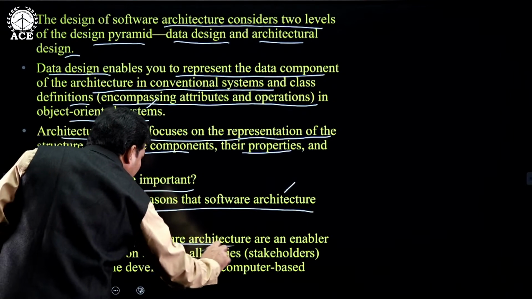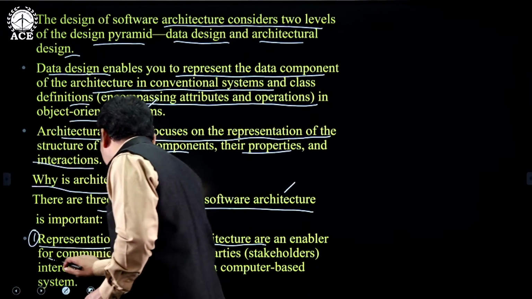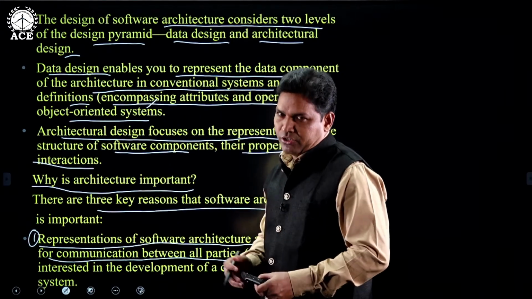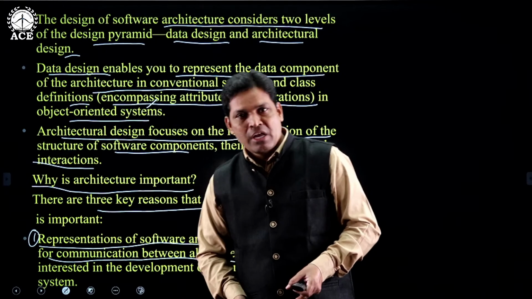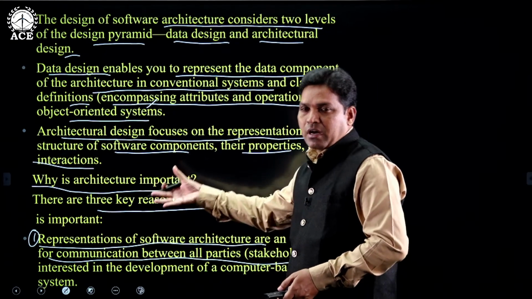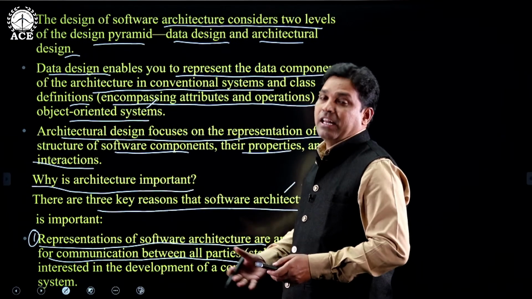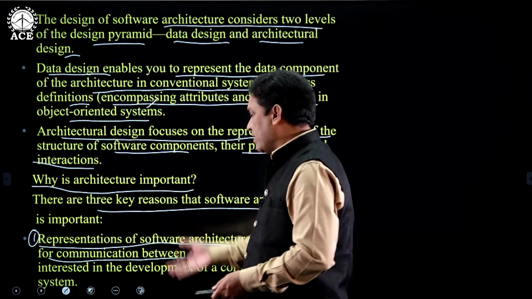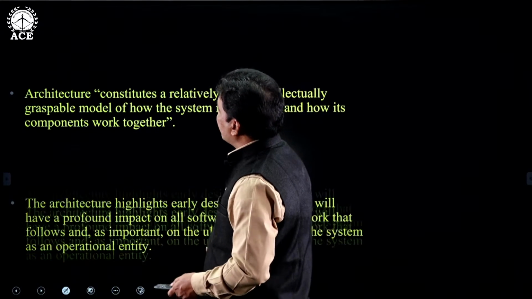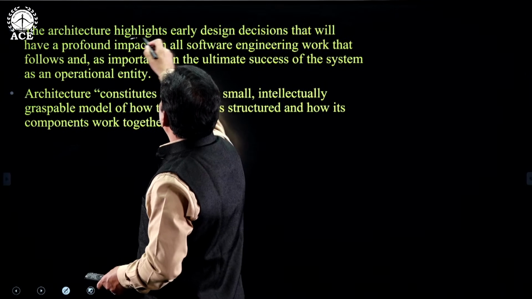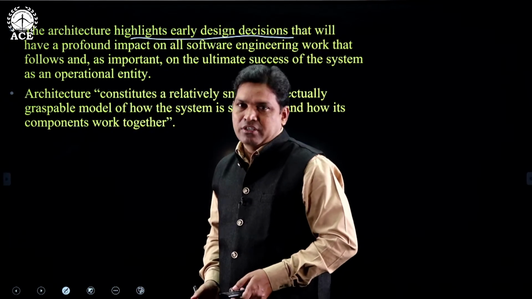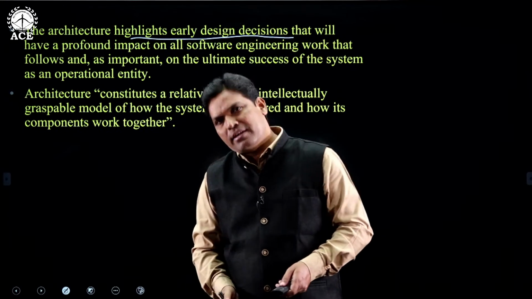Representations of software architecture are an enabler for communication between all parties, stakeholders, right? Designers, developers, clients, all these people can discuss and understand the architecture of your software system. Architecture helps them to better understand. That is why architecture plays a major role here, right? And architecture highlights early design decisions, which helps the designers to take decisions early.